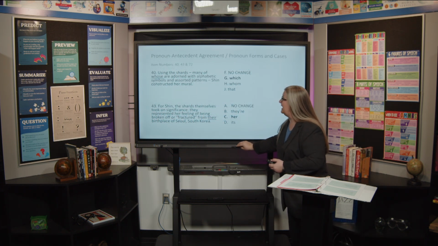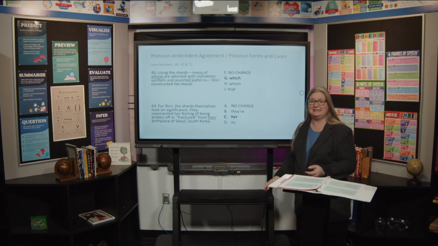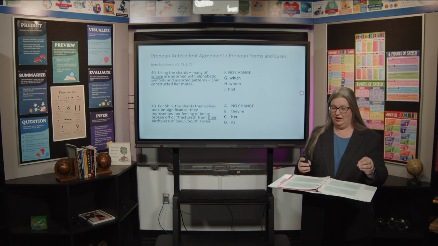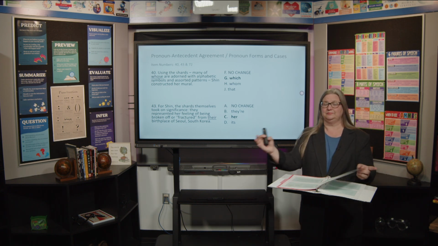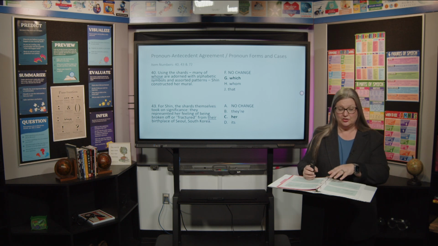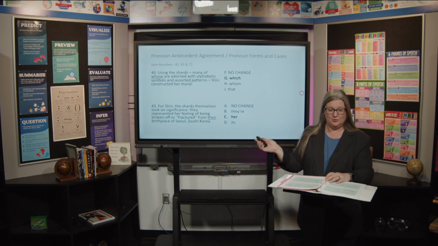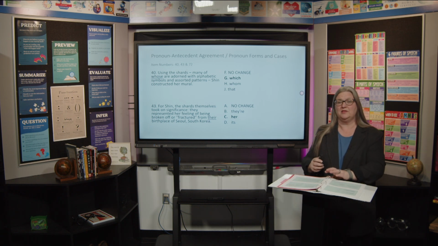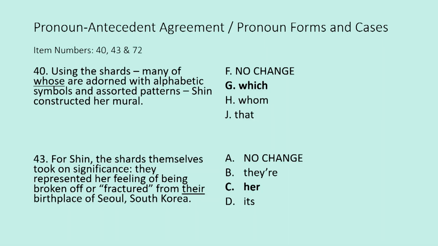So let's look at some items that ACT tests you on these pronoun antecedent agreements. There are 3 of them. So let's look at 2, and then I'm going to let you work 1 with your partner. Number 40: Using the shards, many of whose are adorned with alphabetic symbols and assorted patterns, Shin constructed her mural.